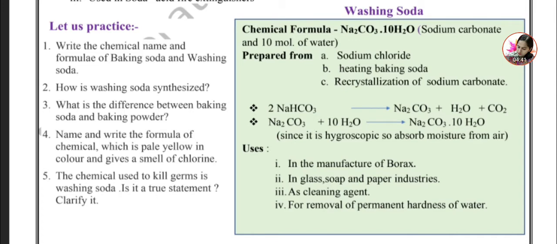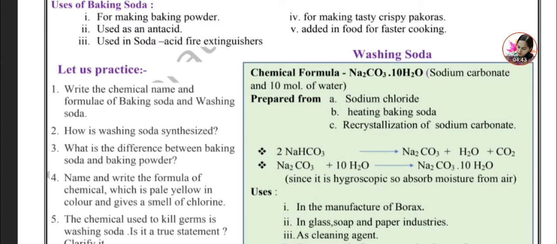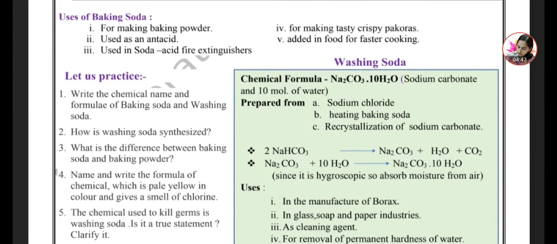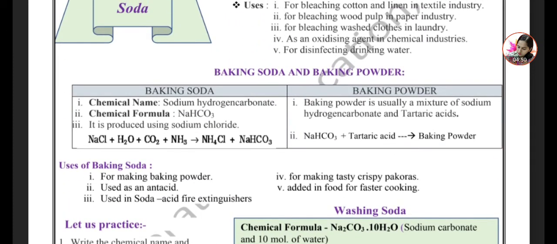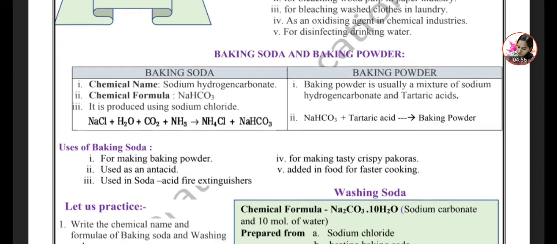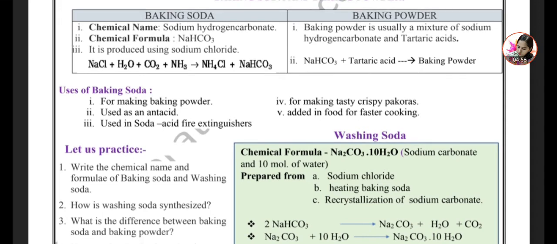Okay. Now let's practice the exercise. Write the chemical name and formula of baking soda and washing soda. The chemical name of baking soda is sodium hydrogen carbonate and its formula is NaHCO3. And washing soda, here on the right side you can get washing soda's formula Na2CO3.10H2O and its name, sodium carbonate.